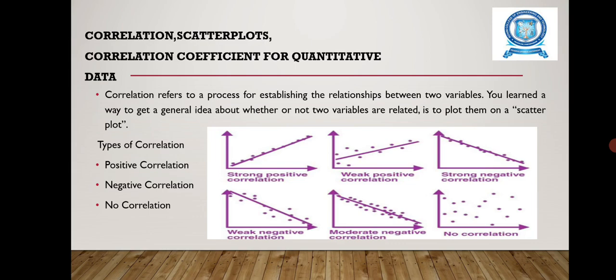Correlation refers to a process for establishing the relationships between two variables. We learned a way to get a general idea about whether or not two variables are related is to plot them in a scatter plot. Now let us see the types of correlation. We have positive correlation, negative correlation and no correlation. So this is the diagram which shows the types of correlation.